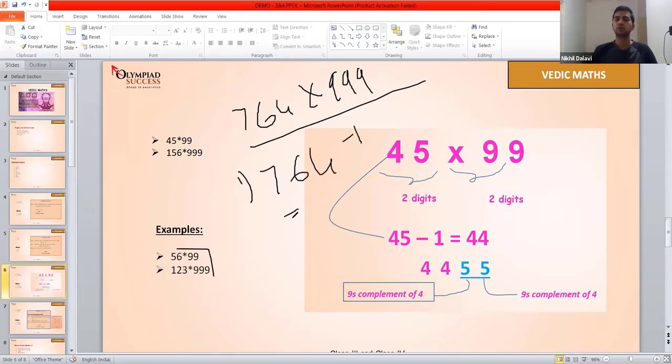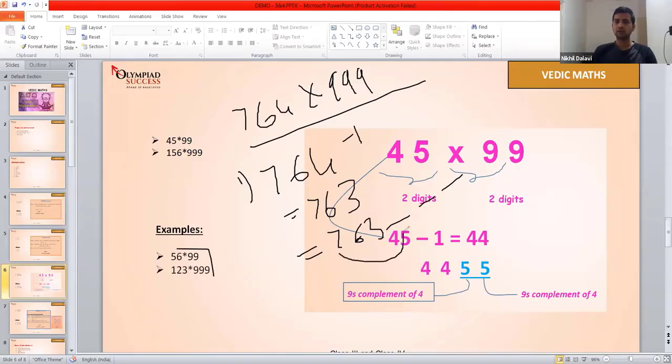So how much is 764 minus 1? I want you all to help me. 763. Great. Now, what will I do after 763? Yes, that's right. I will put 3 dashes after 763 and subtract 9 from each digit.